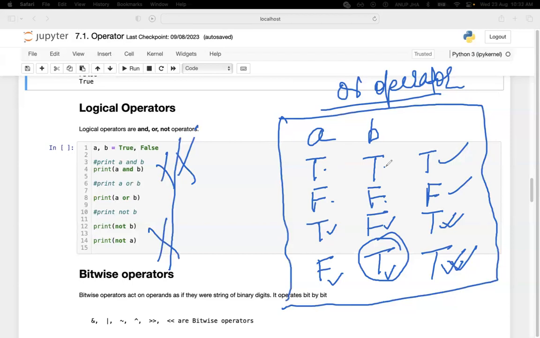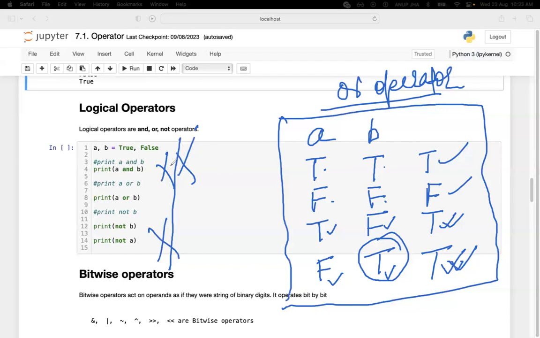Here A is true and B is true. Since both are true, I am getting true. Here both are false, I am getting false. Here A is true, B is false, but one of the two values is true. That's why I'm getting true. Here A is false and B is true. Since one of the two values is true, I am getting true. This is how the OR operator works.